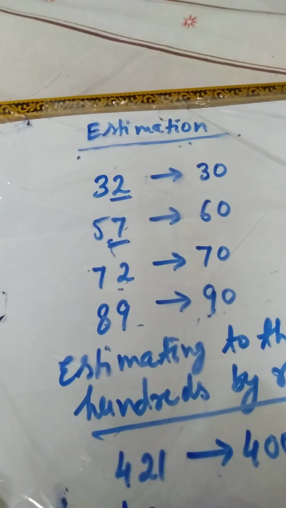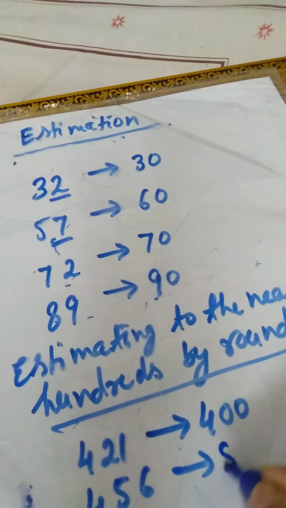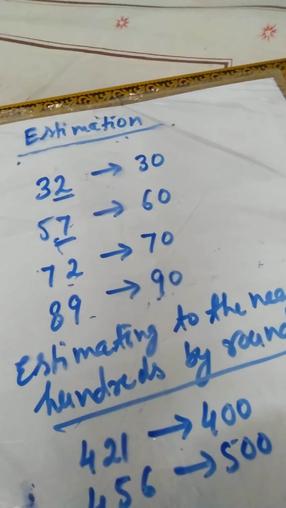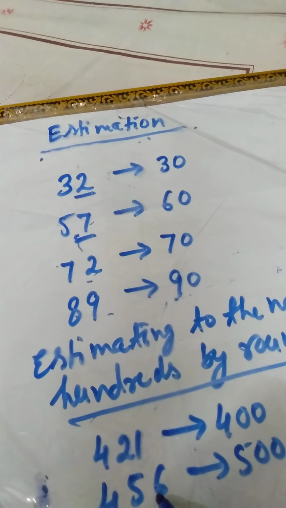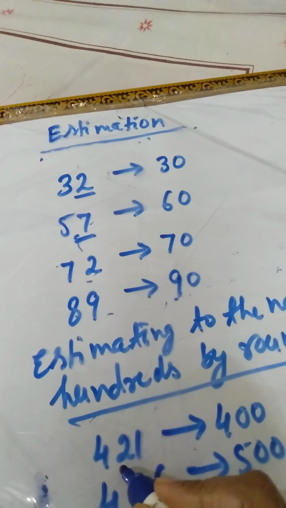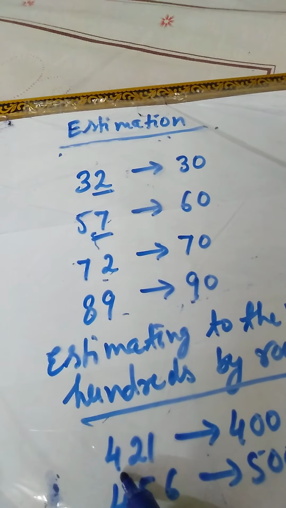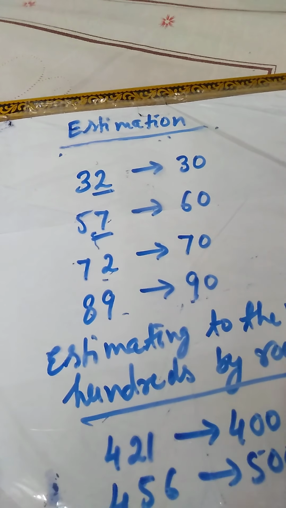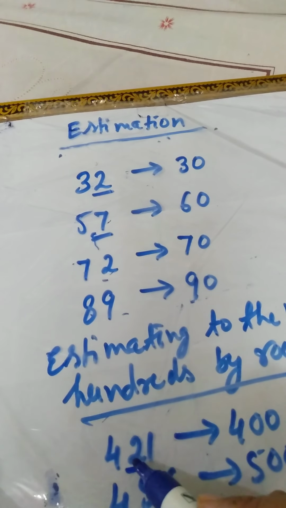और अगर हम 451 की बात कर दें या 456 की, it is more closer to 500. So we have to write 500. Correct? So how can we round it off to the nearest 100? For this purpose we observe the tens place digit. To round off the tens place we observe the ones place digit, and to round off to the nearest hundreds we observe the tens place digit.